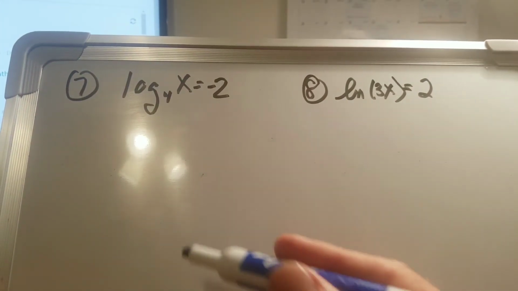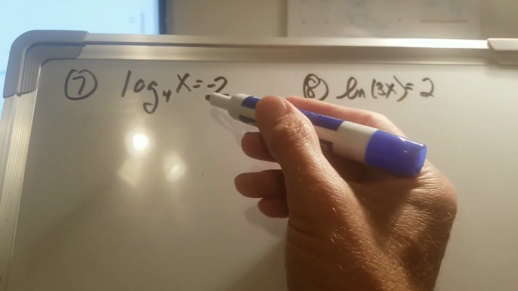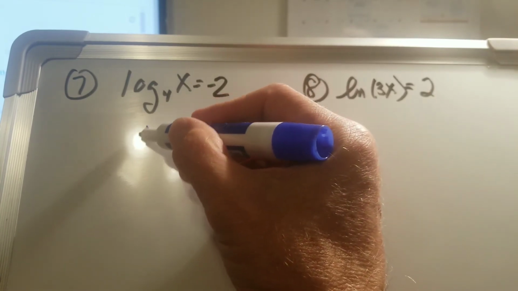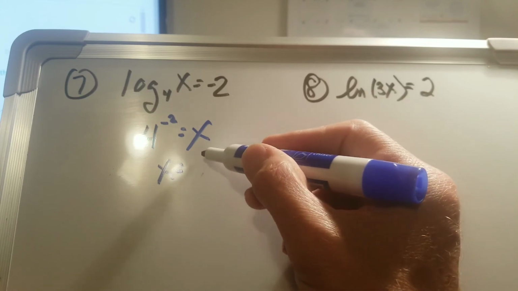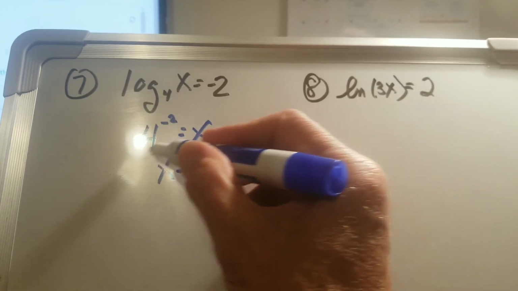Okay, here we go. Changes from log form to exponent form. That would be 4 to the negative 2 is equal to x. And x is equal to 1 over 16.